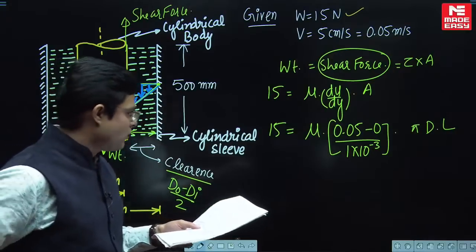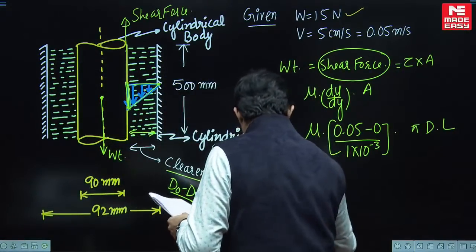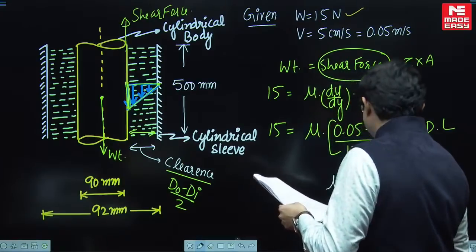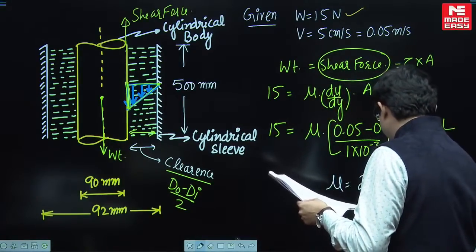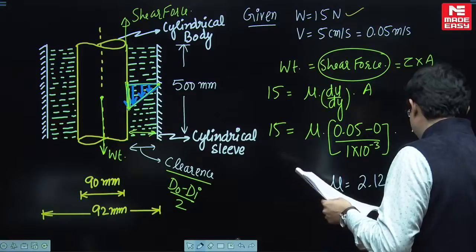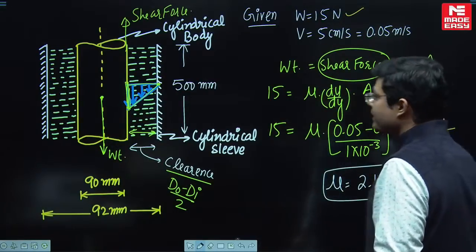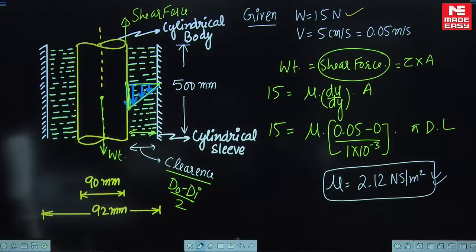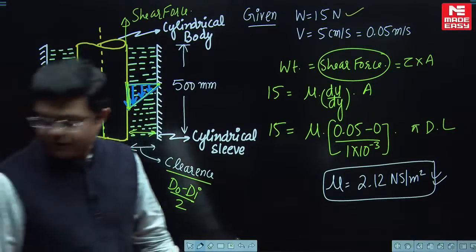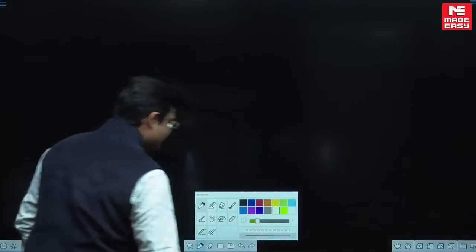Clear guys? Yes, wonderful. So my dear students, when you calculate from here, I hope you have got your answer. The value of viscosity will come out to be 2.12 Newton second per meter square. These variety of questions are quite important, I would say very important, for the GATE examination. But let me discuss a few things if I get a chance here.